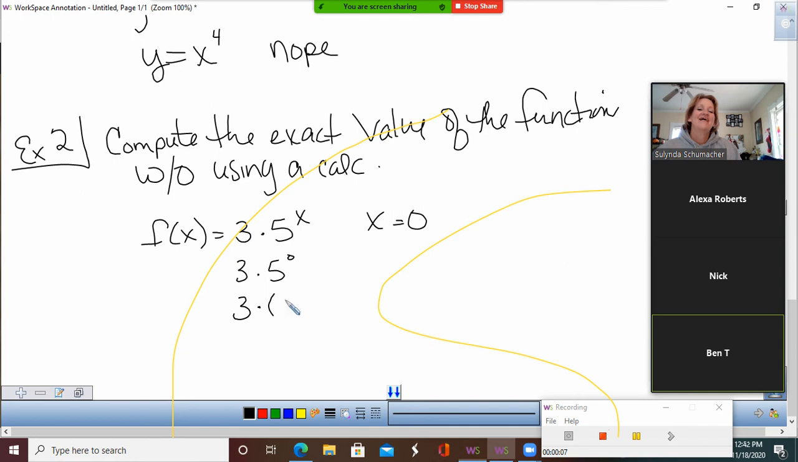Anything raised to the 0 power, doesn't matter what it is, always equals 1. And then 3 times 1 is 3. So you have a couple of these where you just have to plug the x value in and evaluate it.